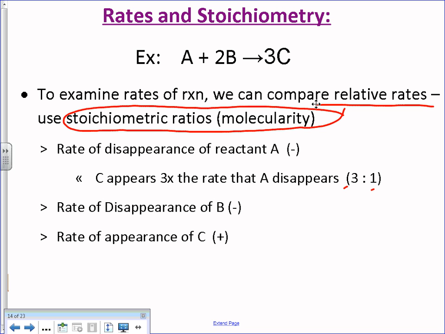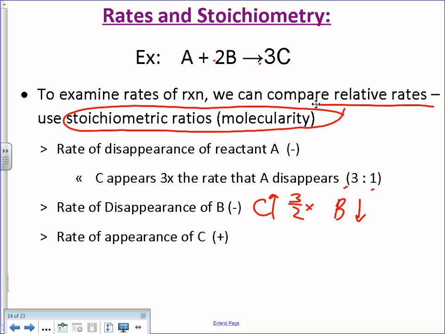So tell me the disappearance of B in relation to C. Go for it, anybody. 1.5. So just put it in a phrase like this: C appears 1.5 times the rate that B disappears. Okay, so C appears at a rate of 3/2, because it's 3 to 2, which is 1.5, times the rate that B disappears, or decreases.